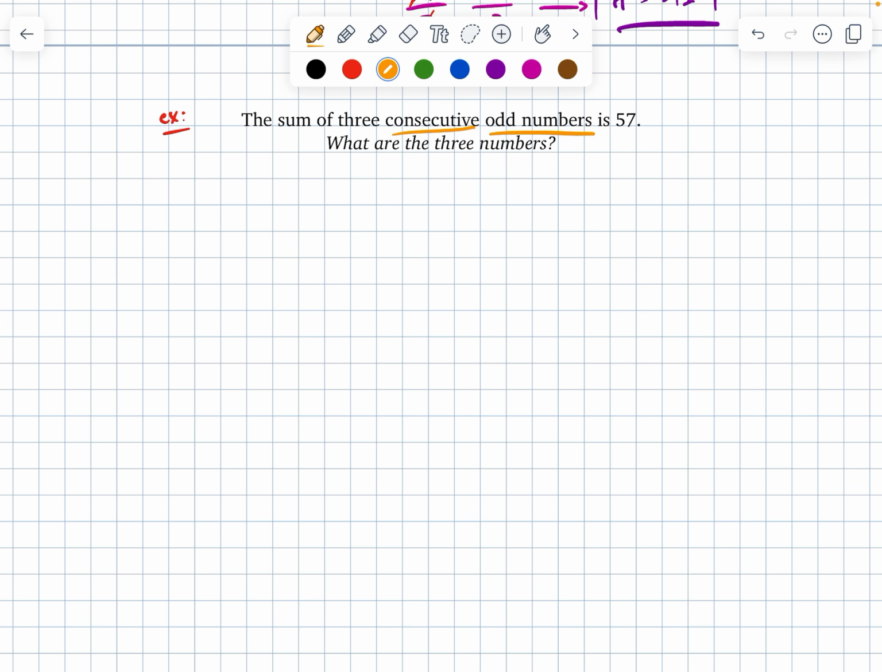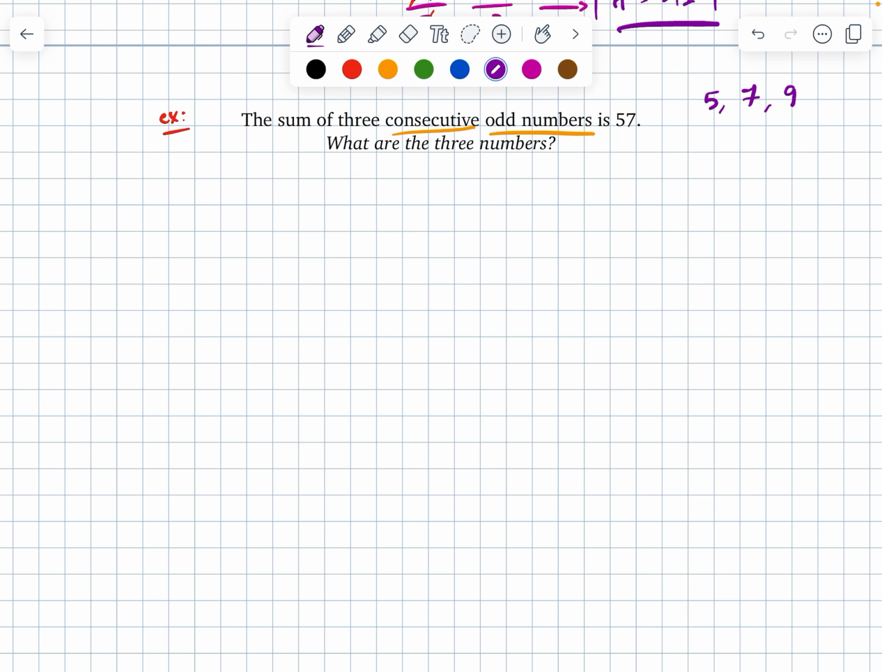Okay, so consecutive, if you have not seen that word before, things that are consecutive are right next to each other. So I want 3 consecutive odd numbers. For example, maybe I'll take 5, the next odd number is 7, and the next odd number is 9.